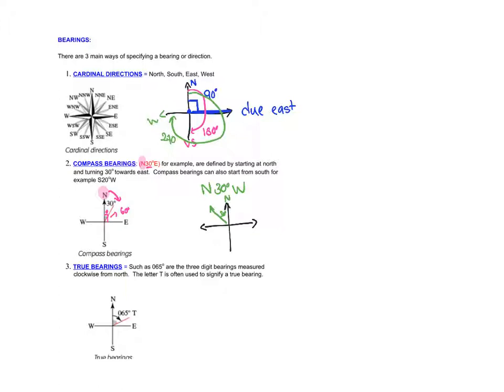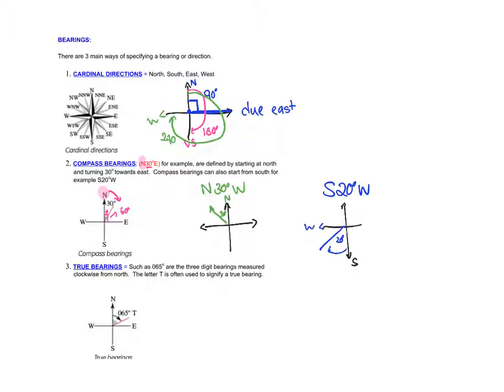If I did another example, south 20 degrees west, what you've done is you have now started at south and you've gone 20 degrees towards the west. So you either start at north or start at south and swing each way. So that's what they are.